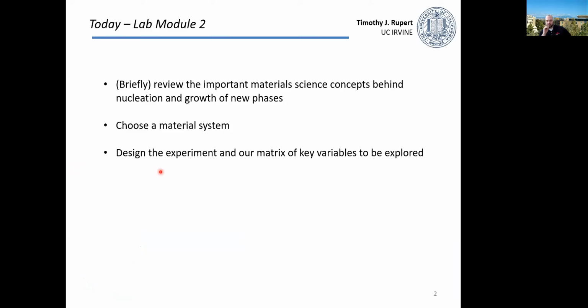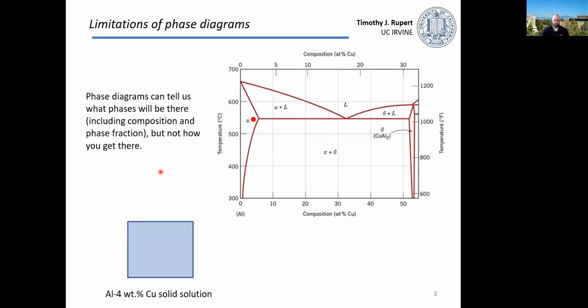We're going to start on lab module 2 and begin planning and working our way through that. In terms of our goals for today, we're going to briefly review the important material science concepts that are behind the nucleation and growth of new phases. We're going to choose the material system that's going to let us dig into that. And then we're going to design our experiment and come up with a matrix of key variables to be explored.